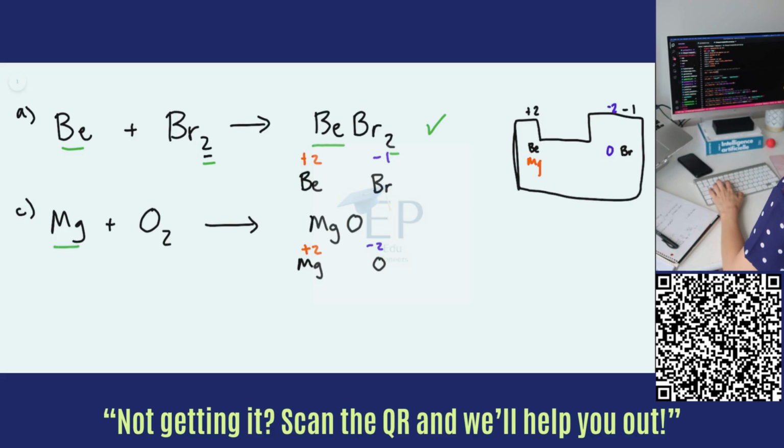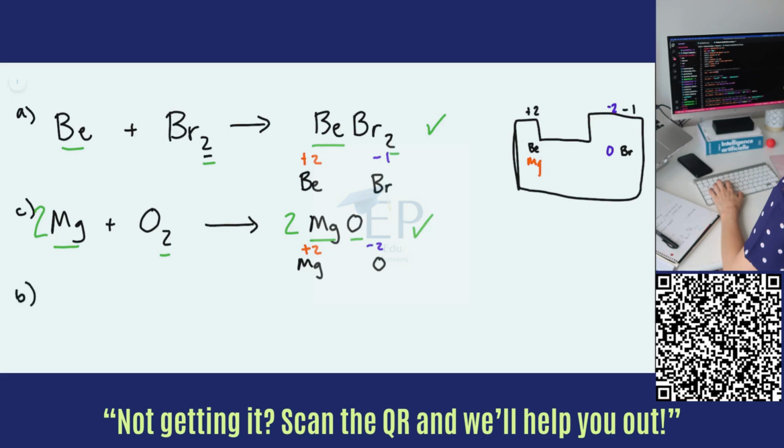I have 1 magnesium on the left and 1 on the right. I have 2 oxygens on the left, but only 1 on the right. So to balance those out, I'll add a coefficient of 2 in front of my product. That then unbalances magnesium, so I'll go back and add a 2 in front of magnesium as well to get everything to balance. And by balance, we mean that you have the same number of each atom on the left as you do on the right.